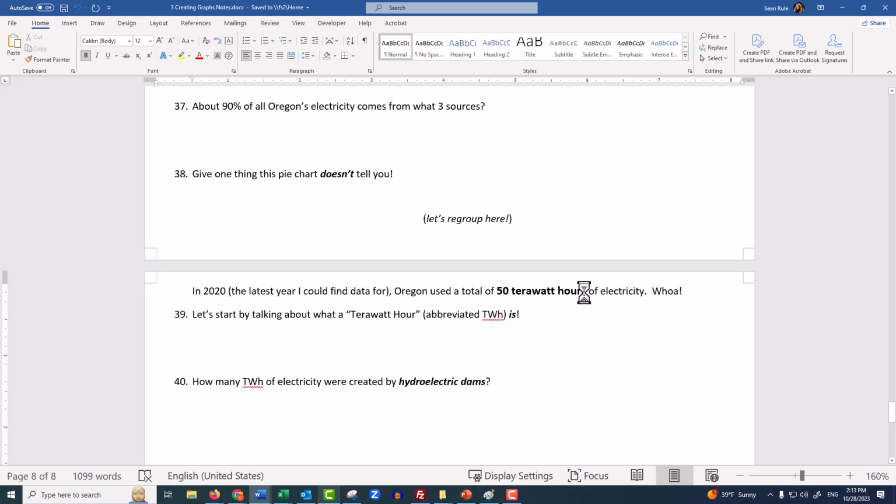A kilowatt hour. Kilowatt means 1,000 watts. The next thing up from kilo is megawatt. A megawatt is 1,000,000 watts. The next thing up from megawatts is gigawatts. That's 1,000,000,000 watts. The next thing up from gigawatts is terawatts. That's 1,000,000,000,000 watts. So Oregon uses each year about 50 trillion watt hours of electricity.